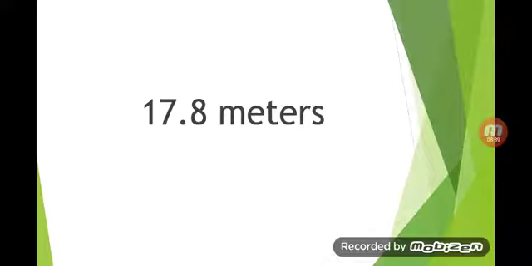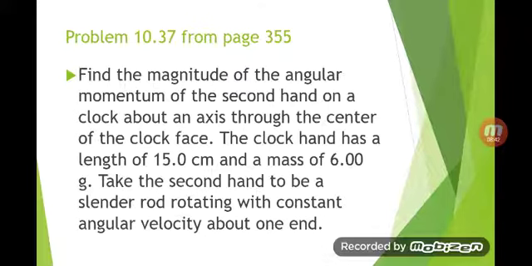Now, let's move on to the last question, which is simply, find the magnitude of the angular momentum of the second hand on a clock about an axis through the center of the clock face. The clock hand has a length of 15.0 centimeters and a mass of 6.0 grams. Take the second hand to be a slender rod rotating with constant angular velocity at one end. So first off, you have to convert it into standard units. 15 centimeters and 6 grams should be converted into meters and kilograms respectively.